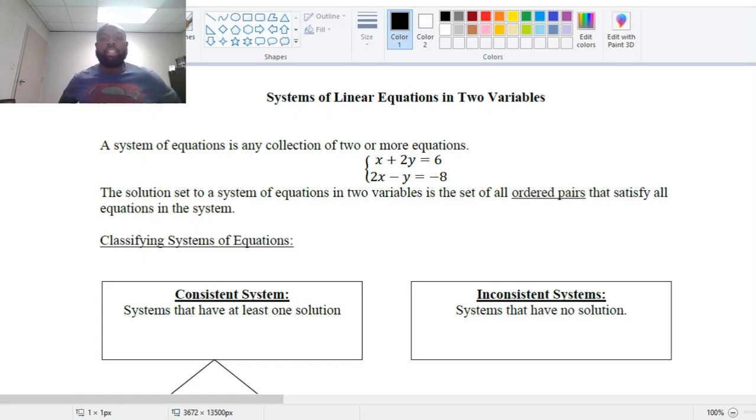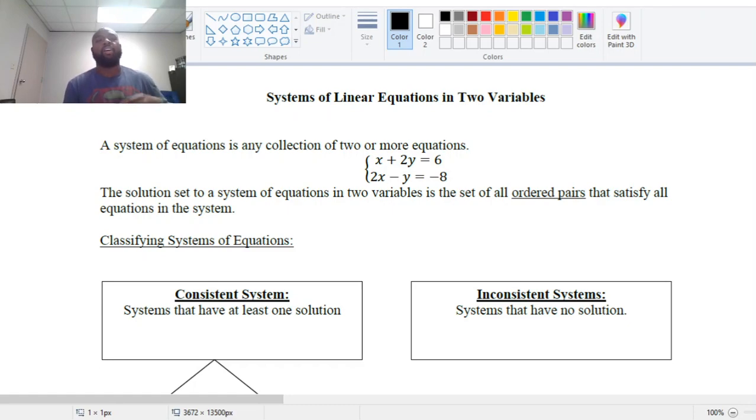In this video, we're going to discuss systems of linear equations in two variables. A system of equations can be any type of equations, but we're going to focus on linear equations. A system of equations is any collection of two or more equations. Usually when we work with systems of equations, our interest is in finding specific values of variables.